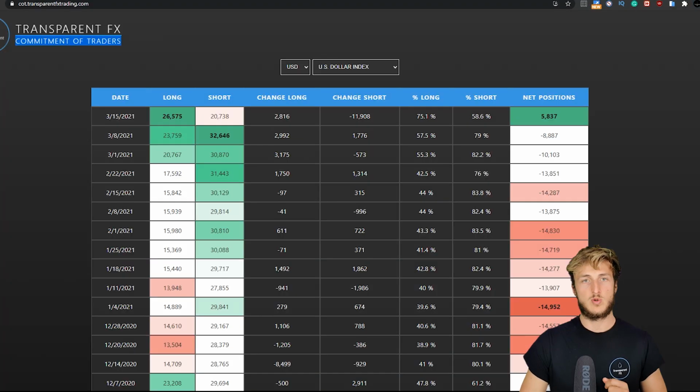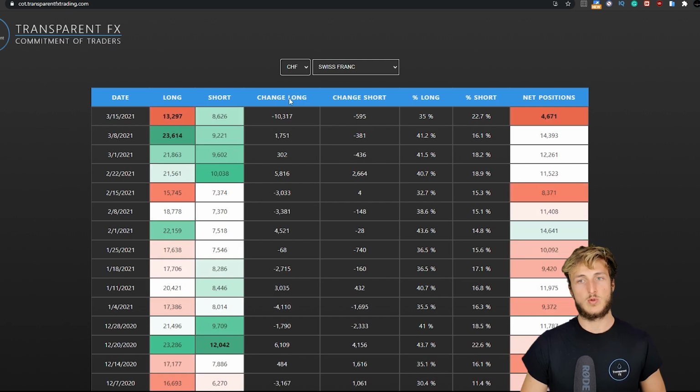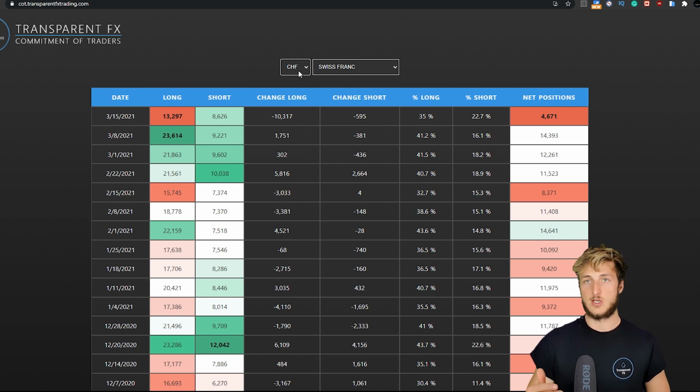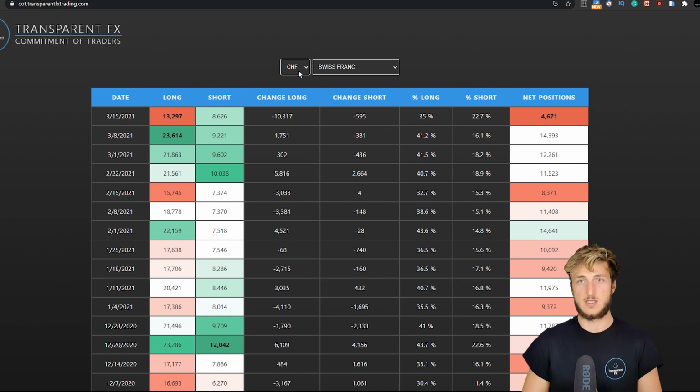Now, if we go and see what we have from a COT perspective, so commitment of traders, which is what hedge funds are currently doing in the market, if we go and check out what we have on the CHF, and keep in mind that if you check the data for the CHF, you're actually checking CHF USD because all currencies on the spot are traded against the USD.